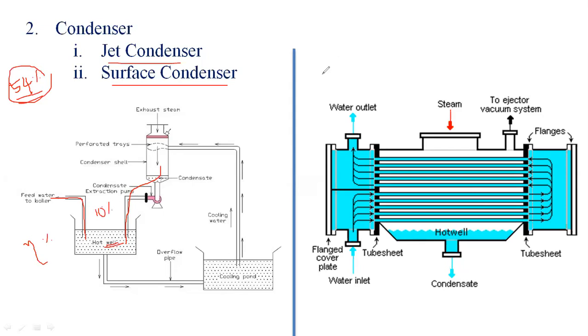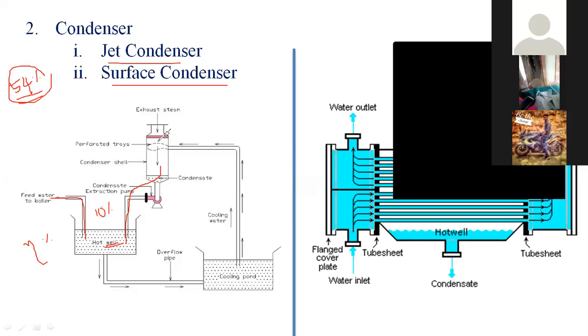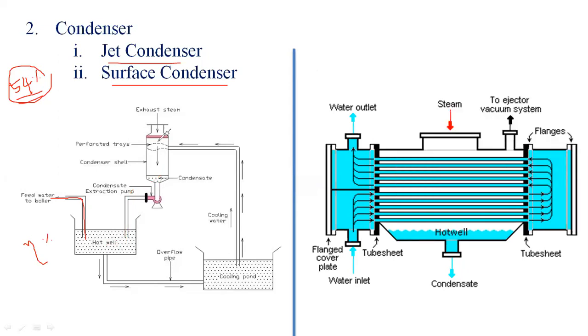And if you go for the surface condenser, there is no direct contact between the cooling water and the exhaust steam. Now the steam is injected. The water flows inside the tubes. Due to that, the temperature is increased. The water temperature is increased to the maximum.